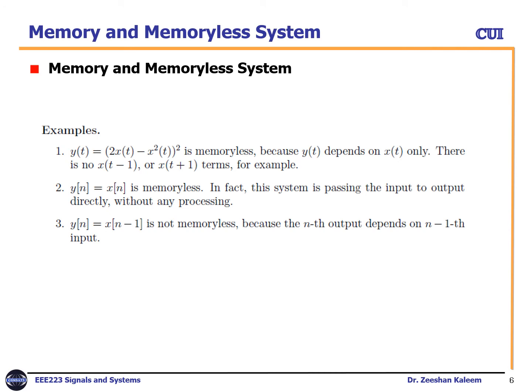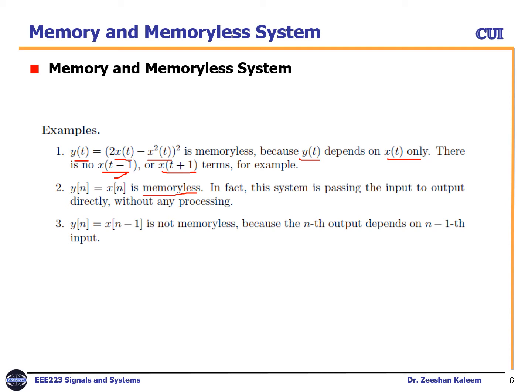Let's discuss some examples of memory and memoryless systems. If you look at the output y(t) here, it depends on x(t) minus x squared of t. It's memoryless. The reason is that here y(t) only depends on x(t). There are no terms like x(t-1) or x(t+1). Similarly, y[n] = x[n] is memoryless because it only depends on x[n], and there are no terms like x[n-1] or x[n+1].